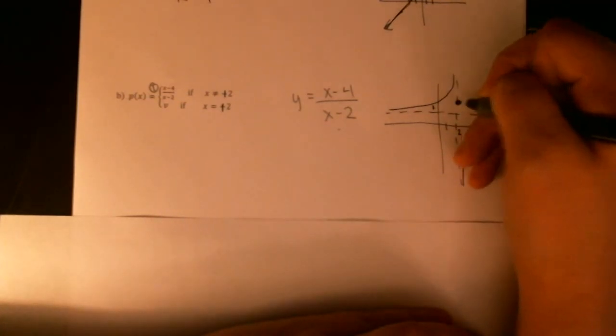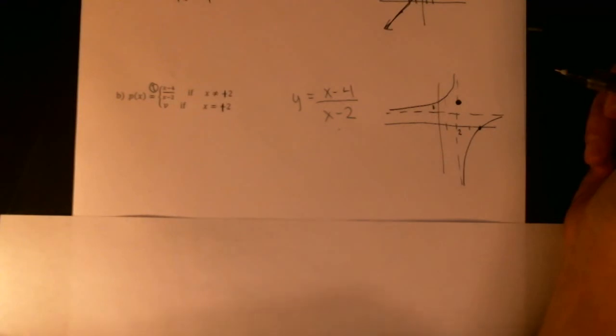And the question is, can you place a single point with an x-coordinate of 2 in a way that makes this function continuous? And the answer here is just, it's impossible. It doesn't matter where I put a point. It's not going to make this continuous.